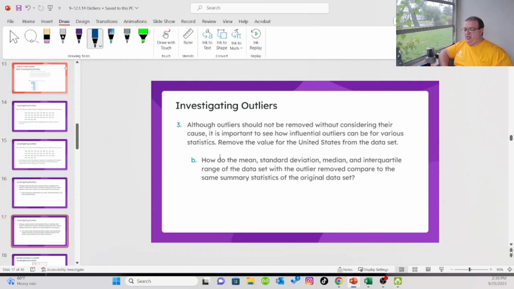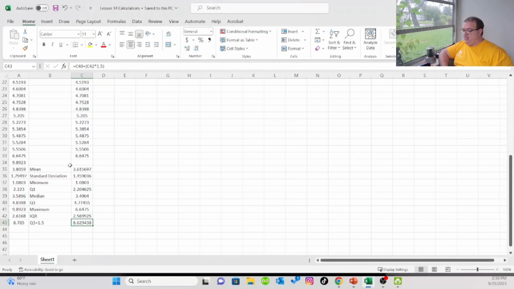So they want to know in part B, how do the mean, standard deviation, median, and interquartile range of the data set with the outlier removed compare to the same statistics of the original data set? And we can see every single one of them went down other than the minimum, which stayed the same. All the other values went down at least some. We notice that the mean went down by 0.19, while the median only went down by 0.09. So we can see removing the outlier actually changed the mean more than it did the median.